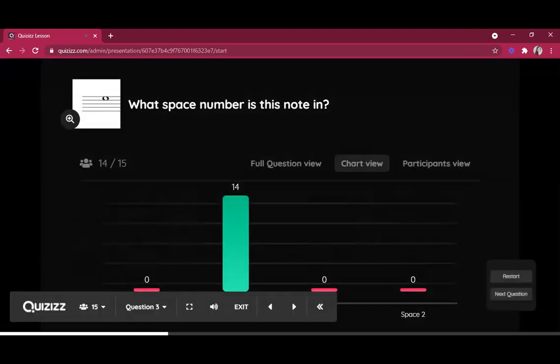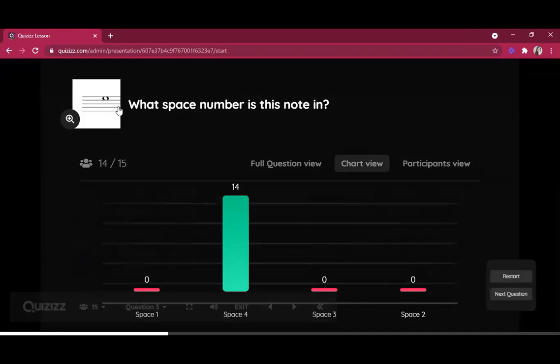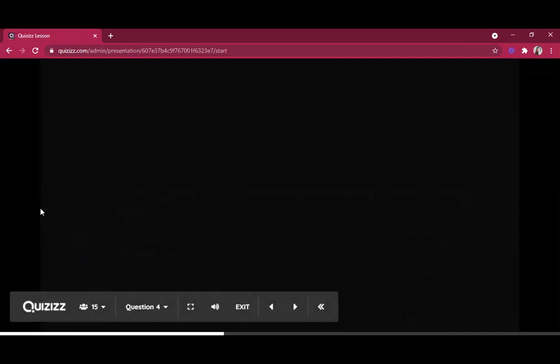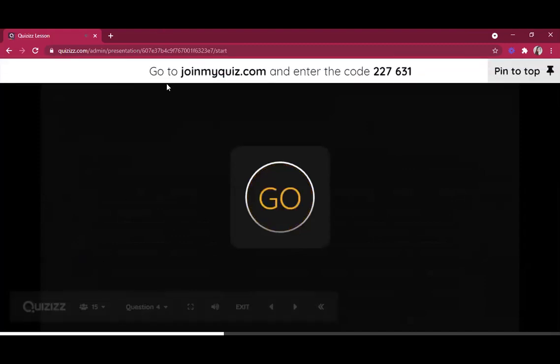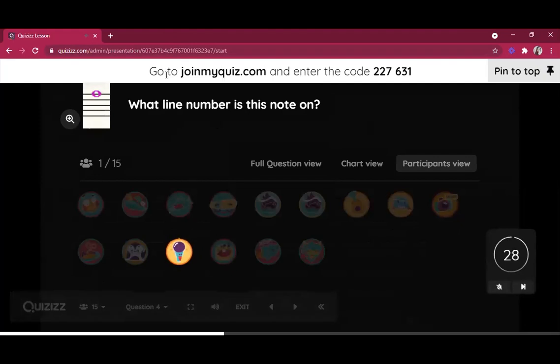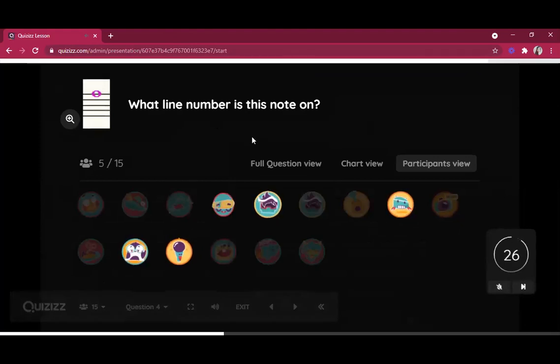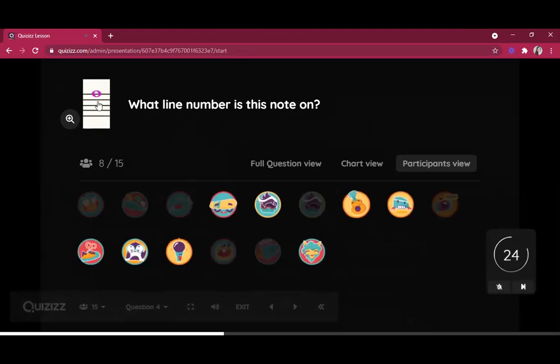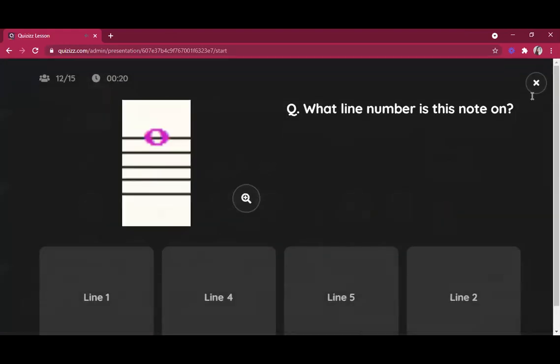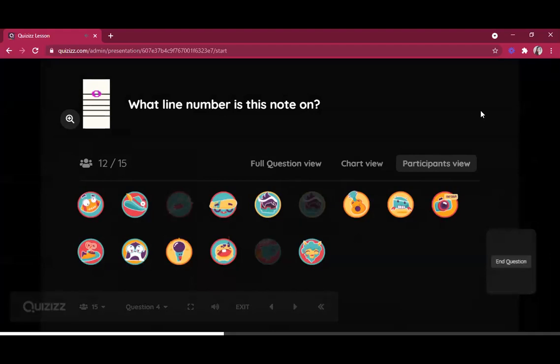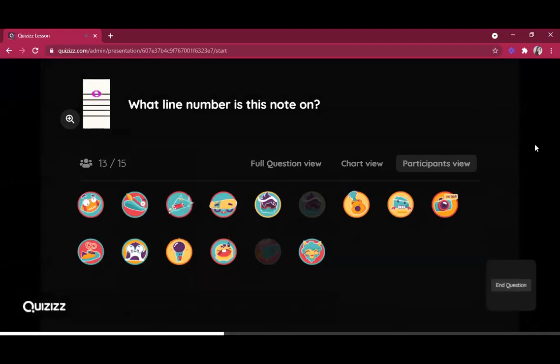The answer is space 4. 1, yeah. 2, 3, 4. Next. Number four, question number four. So what line number is this? 1, 2, 3, 4, 5, 6, 7. What line number is this? This is really easy. Yeah, it's easy.